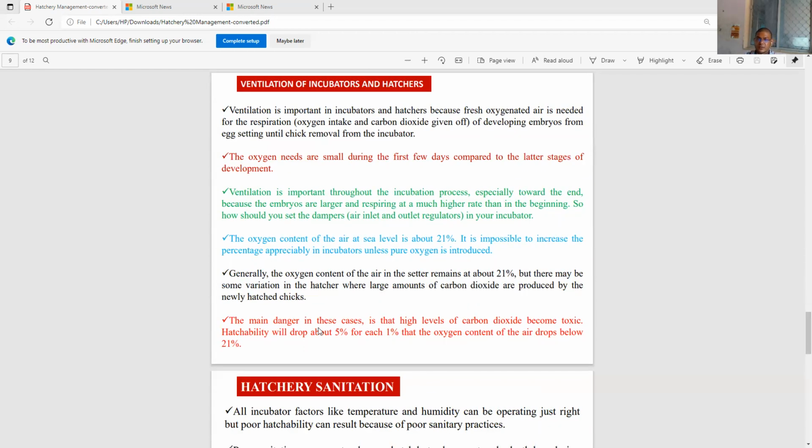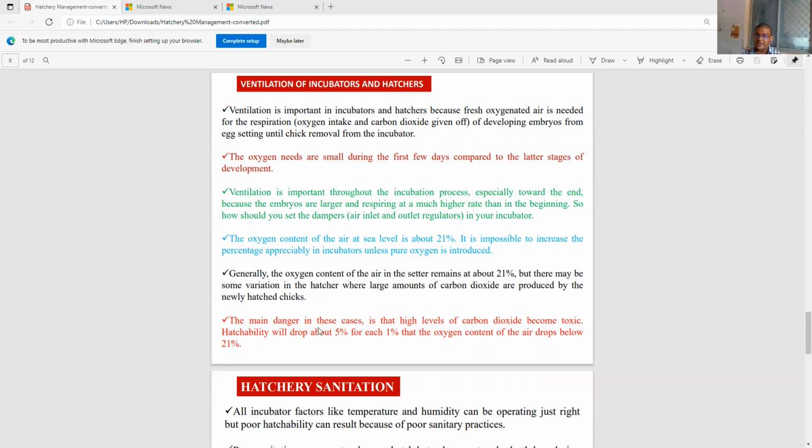Ventilation is important. Ventilation is important in incubators and hatchers because fresh oxygenated air is needed for the respiration of the developing embryo from setting until chicks are removed from the incubator. The oxygen needs are small during the first few days compared to the later stages of development. Ventilation is important throughout the incubation process, especially toward the end, because the embryos are larger and respiring at a much higher rate than in the beginning. So how should you set the damper in your incubator?